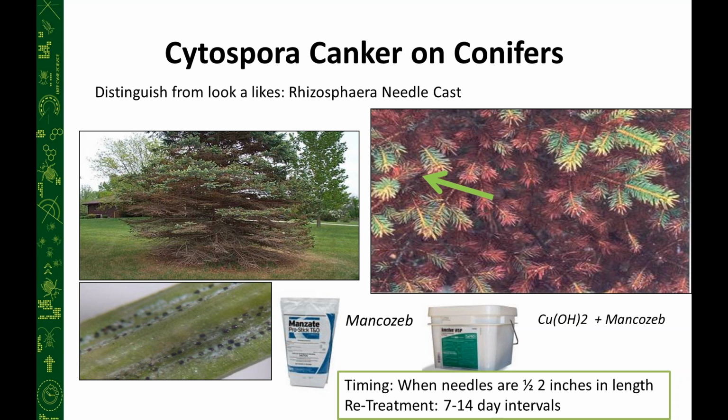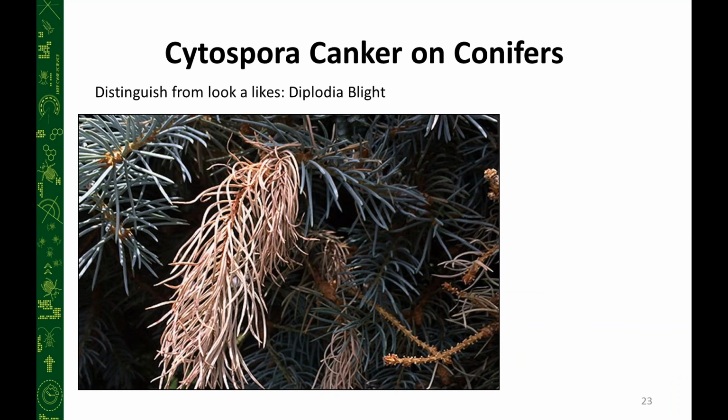This is where diagnostics plays a huge role when it comes to managing plant diseases, making sure we know which disease we're actually managing for. The other issue that people might mistake for Cytospora canker, of course, would be Diplodia tip blight. While this can eventually form a canker, generally in the early stages what we're seeing here is a rapid death of that first year's growth.